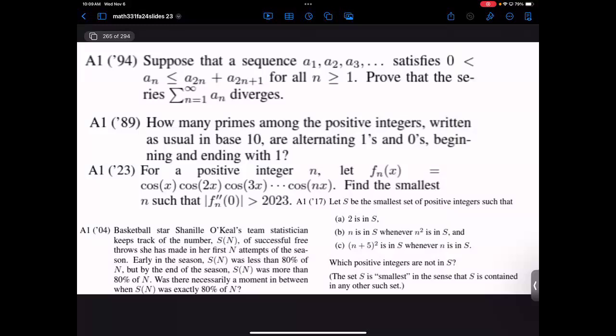23, for positive integer n, let f_n be the product of cosine x, cosine 2x, cosine 3x, all the way up to cosine nx. Find the smallest n such that the second derivative is greater than 2023. This has all the structure of a classic problem.